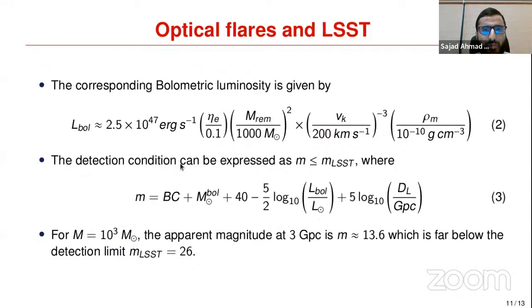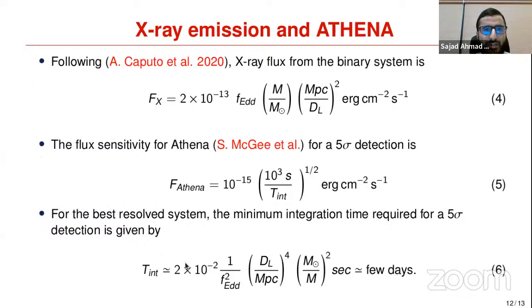The corresponding luminosity is given by this equation, and the detection condition for this is m should be less than m_th, which is the threshold apparent magnitude for the LSST. For the best case of 1000 solar mass, the apparent magnitude at 3 gigaparsec is 13.6, which is much less than the threshold for the LSST, which is 26. Hence, this counterpart can be easily detected with LSST.